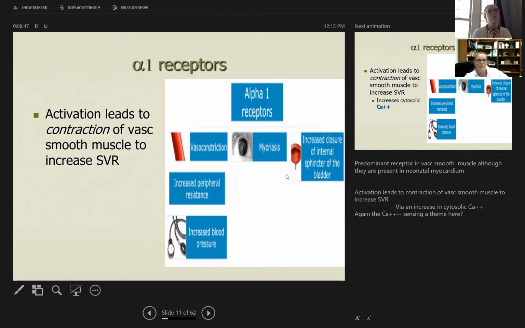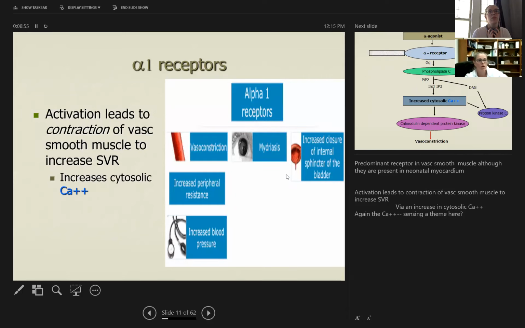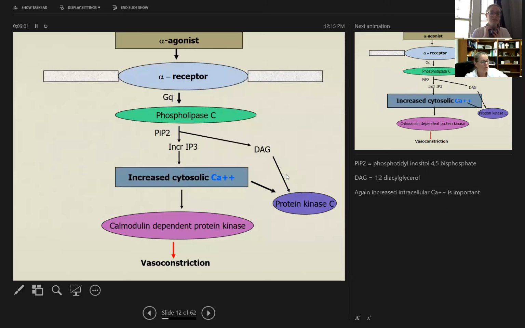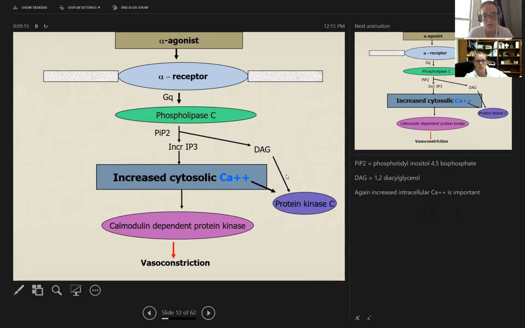Alpha receptor activation will lead to contraction of the vascular smooth muscle, which is going to increase your systemic vascular tone. This happens through an increase, ultimately, in cytosolic calcium. So when we look through this, we see a change in phosphatidylinositol type 2, leading to an increase in cytosolic calcium and vasoconstriction.